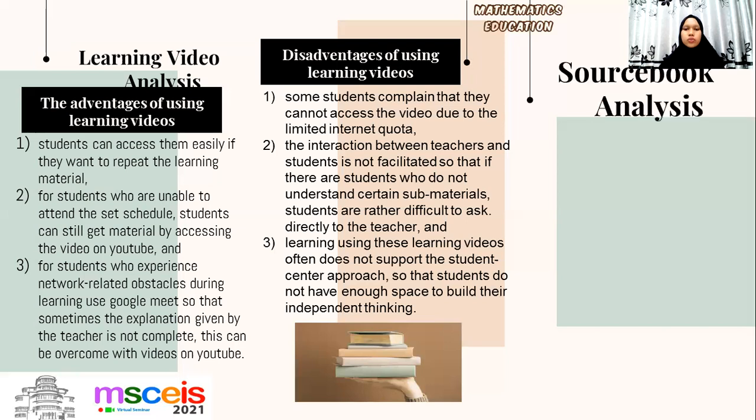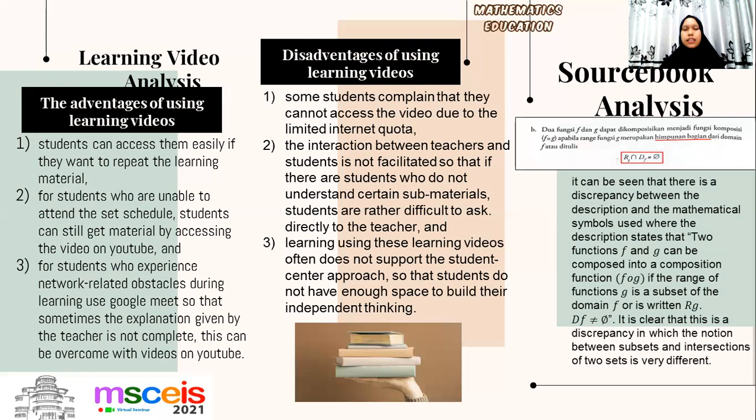And this is one of the book analyses. It can be seen that there is a discrepancy between the description and the mathematical symbols used, where this description states that two functions f and g can be composed into a composition function if the range of function g is a subset of the domain of f, or is written as the intersection of range g and domain f is not an empty set.